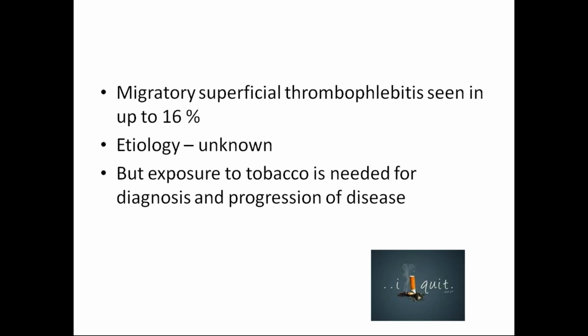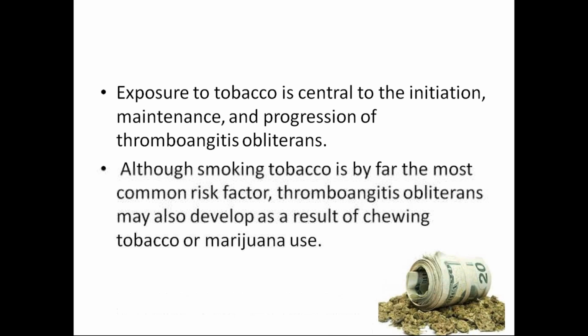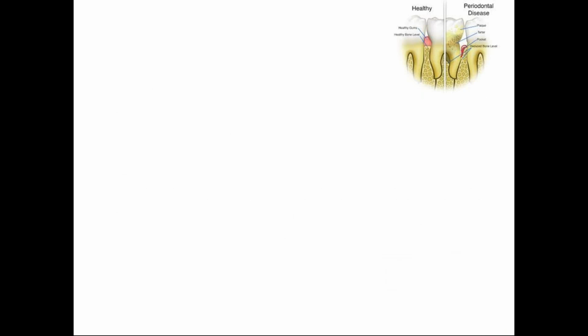So for diagnosis of Buerger's disease, tobacco exposure is mandatory. Without tobacco exposure, there is no initiation or progression of the disease. History-wise, tobacco chewing or tobacco smoking, both are equally important. It doesn't make any difference whether you chew tobacco or smoke. Tobacco exposure is enough. Initiation, maintenance, and progression, tobacco exposure is important. Tobacco smoking is most common. In some other areas, tobacco chewing or sometimes marijuana use.